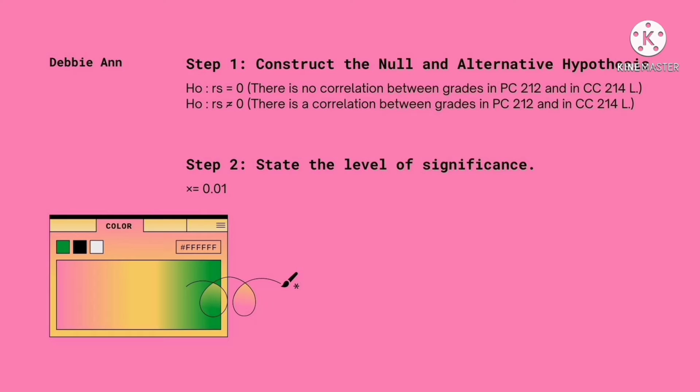Step 1. Construct the null and alternative hypotheses. H0: r sub s is equal to 0, the null, which means there is no correlation between grades in PC212 and in CC214L. Ha: r sub s is not equal to 0, the alternative, which means there is a correlation between grades in PC212 and in CC214L. Step 2. State the level of significance: 0.01.